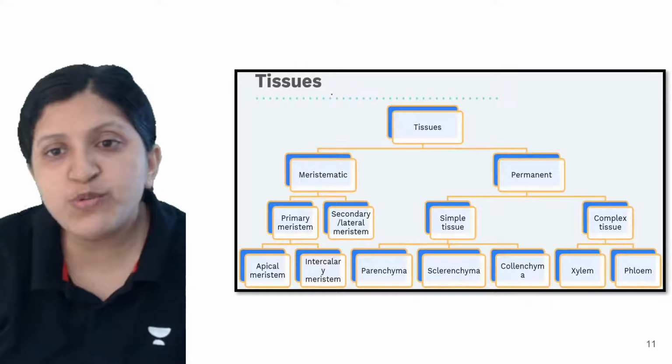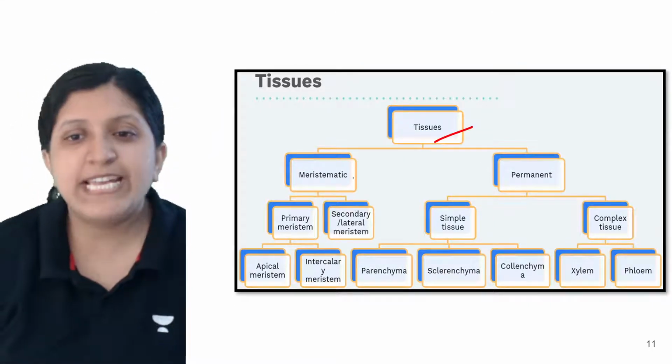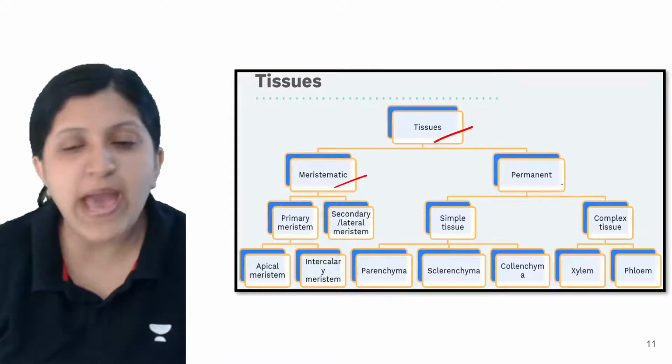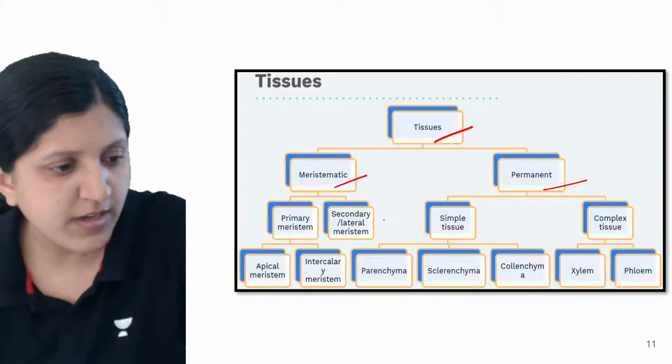All right, so let's see this. Now tissues, when we mention, there are different types of tissues. There is a meristematic tissue and there is a permanent tissue, right?